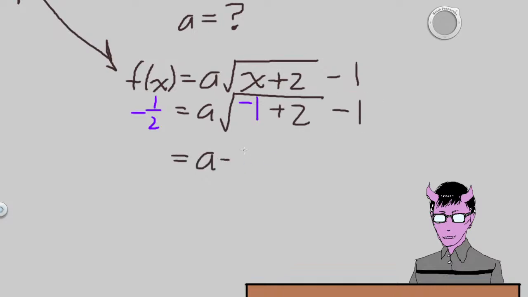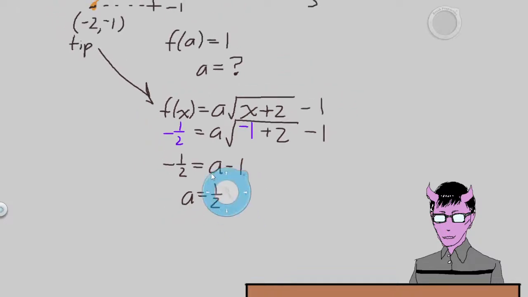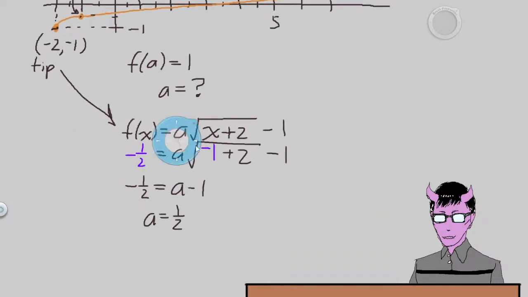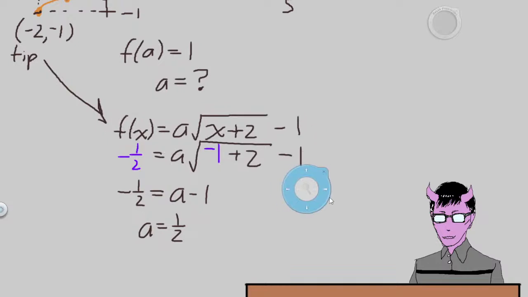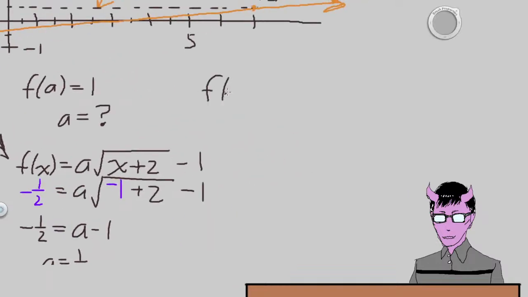So copy paste. So +1 to both sides. So a is equal to 1/2. And then there we go. We can populate the full equation now. So f of x. We just figured out that the a value is going to be 1/2.